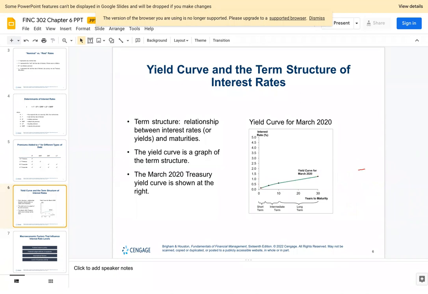We can have a flat yield curve where the maturity doesn't make a difference, or we could have a downward sloping yield curve where short-term securities have a higher interest rate than long-term securities. Most of the time, we observe an upward sloping yield curve where longer-term securities have higher interest rates attached to them.